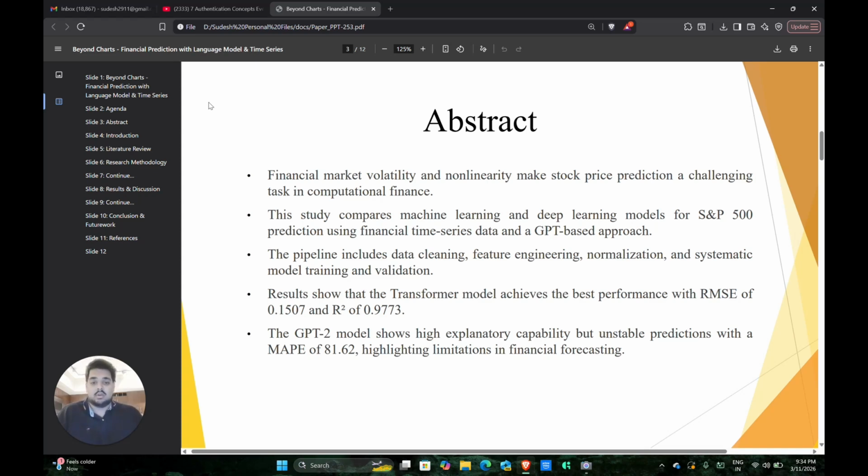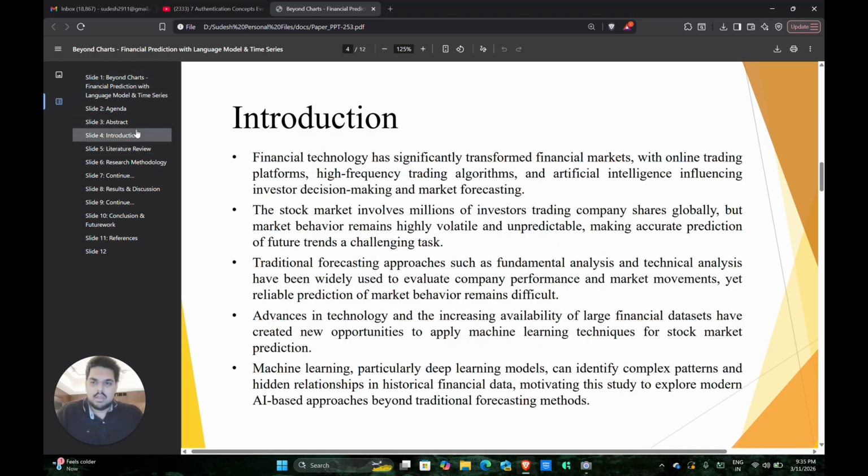So the results which I got: the transformer model achieved the best performance with RMSE of 0.15 and an R square of 0.977, as you can see here. Similarly, the GPT model also showed very high explanatory capability, but it was very unstable. The MAPE, the mean absolute percentage error, is 81.62, which shows that it has some limitations in financial forecasting.